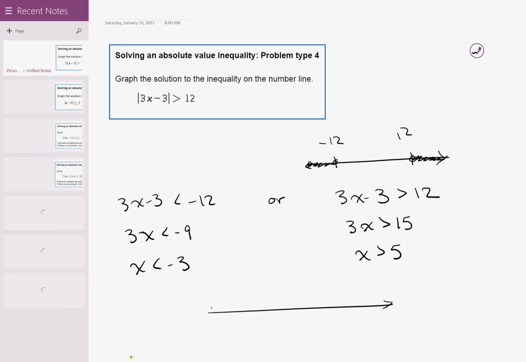So on the number line, I have the boundary points negative 3 and 5, open circles because I don't have equality, and it's the outer regions. So remember that greater than in absolute value will give us two outer regions, and less than will give us the single inner region. In interval notation, this is negative infinity to negative 3, not inclusive, union 5, not inclusive, to infinity.